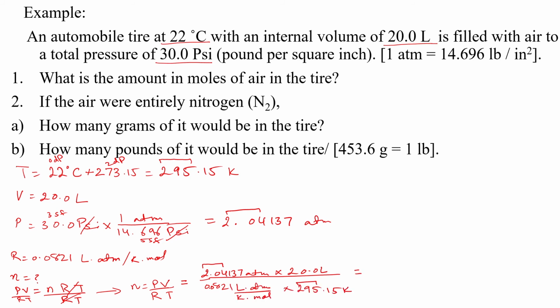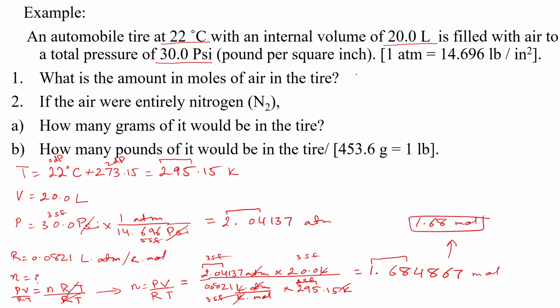Okay, next we are doing our calculation. So for units, atmosphere is cancelled, liter is cancelled, Kelvin is cancelled, and you have mole in your answer. For sig figs, under this bracket you have 3 sig fig, here you have 3 sig fig, under this bracket you have 3 sig fig, and here you have 3 sig figs. So you will be rounding it to 3 sig figs, and your answer will be 1.68 moles. So I will write down the answer here.